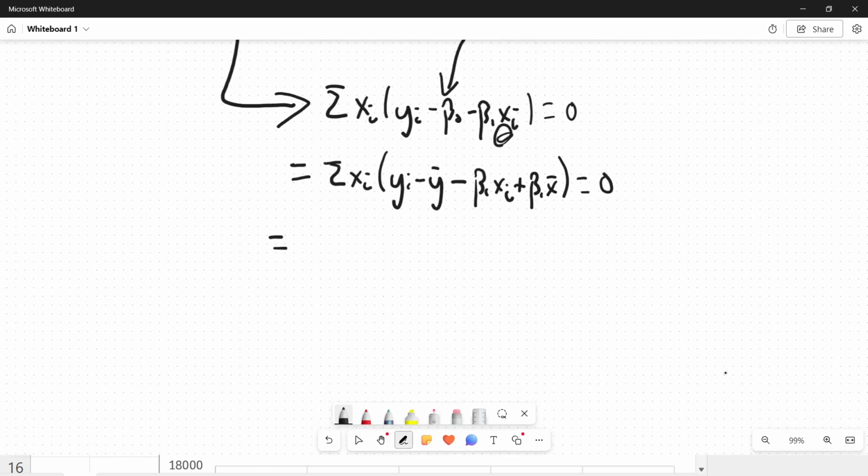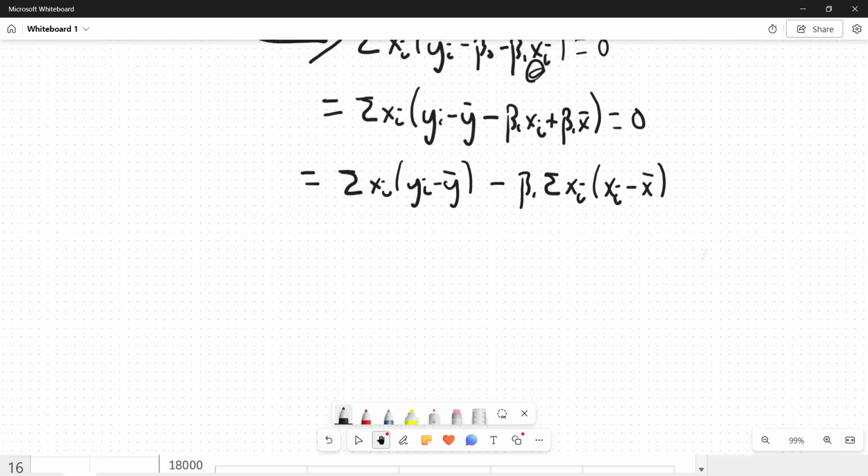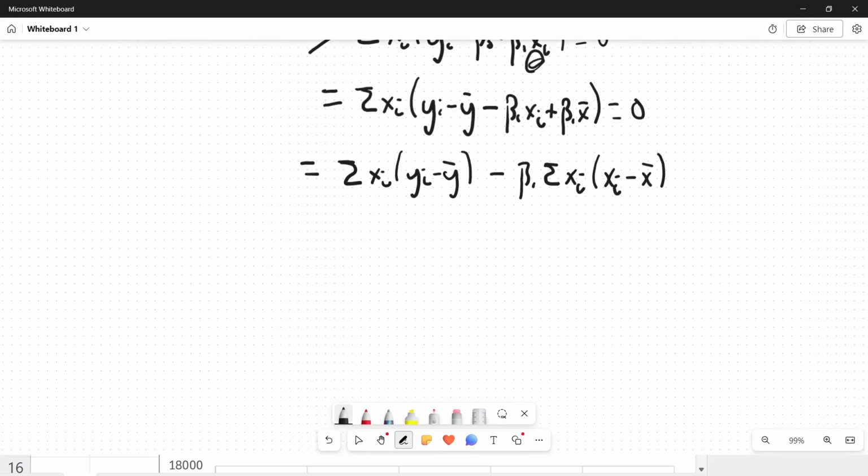I'm going to say that's essentially the sum of all the xi, yi minus y bar minus beta 1, because everything else has a beta 1 in it, sum of all the xi minus x bar. Interesting. Well, that's equal to 0. What can I do with it? I can do a couple of cute tricks. I'll try one. So right here, right next to that xi on the left, I'm going to add something. Actually, I'm going to subtract something.